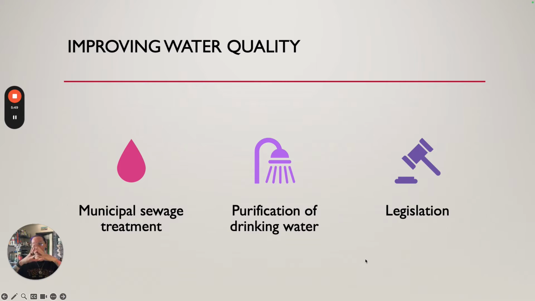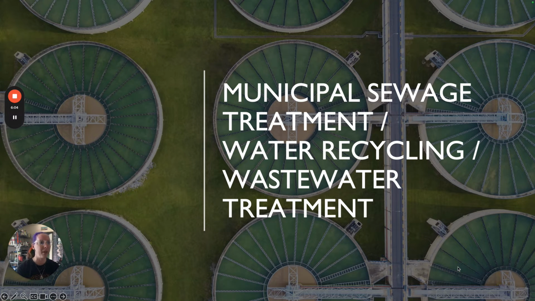What we can do on a broader level, maybe more on the local government or federal government level, would be things like municipal sewage treatment, purifying drinking water, and then lastly, of course, legislation. So I'm going to touch on each of these ideas a bit further. Starting with municipal sewage treatment, which is also known as water recycling, also known as wastewater treatment.